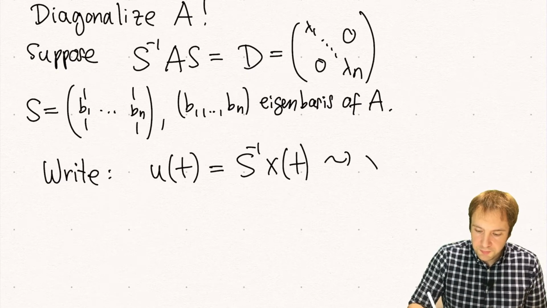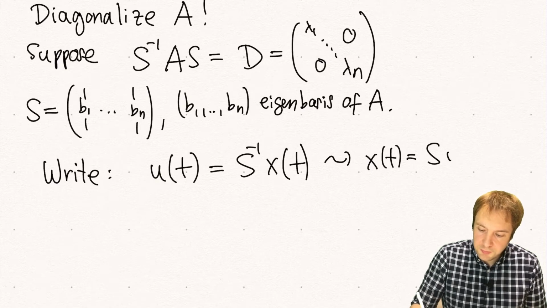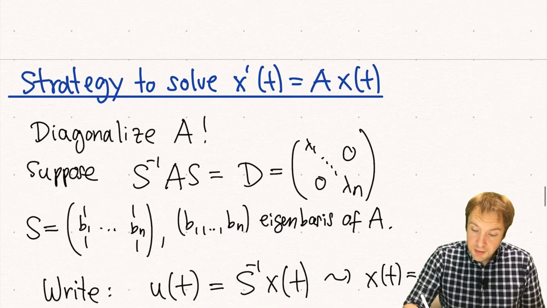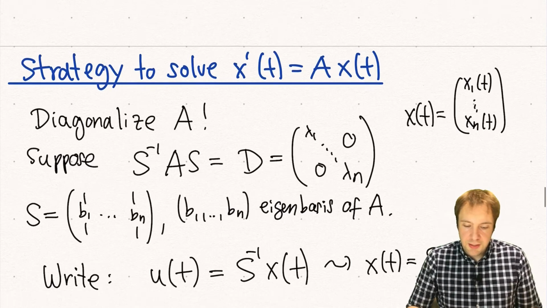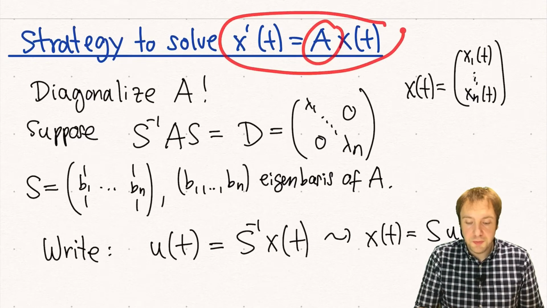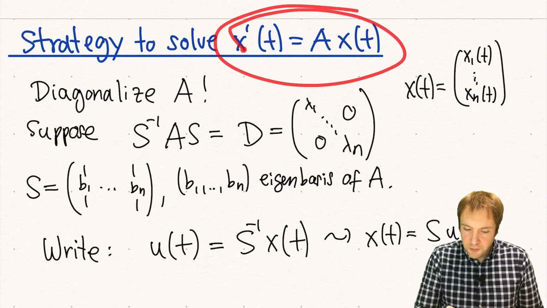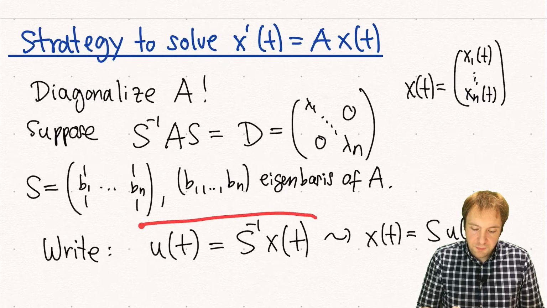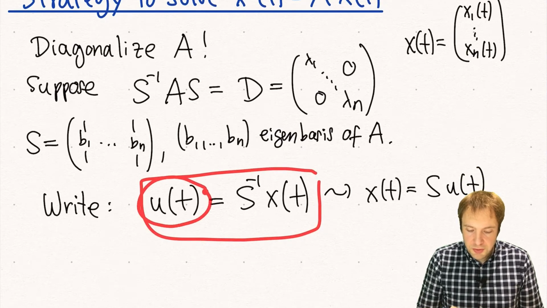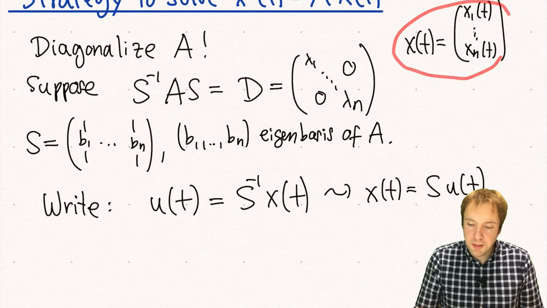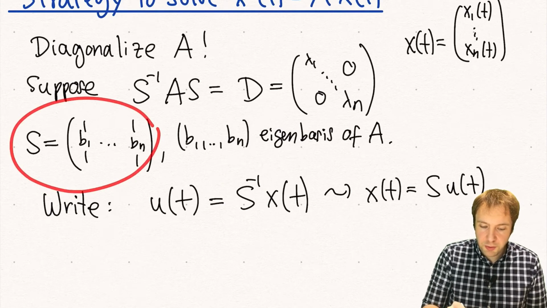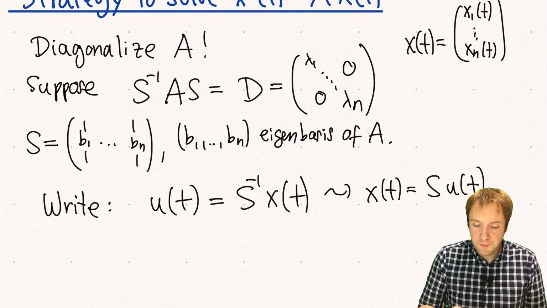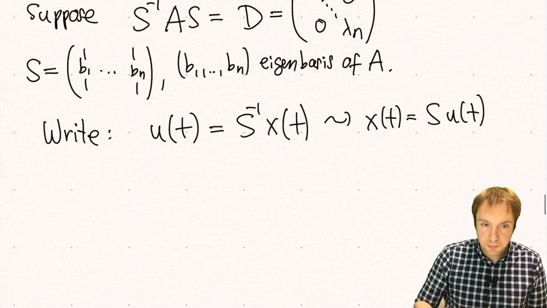So in other words, this vector x(t) is S times u(t). Again, x is a vector of functions, x1(t) up to xn(t). And we are given a matrix A, and we want to solve this equation here. Instead of solving this equation, we rewrite it: we consider u(t), which is given by multiplying this vector with the inverse of this matrix S. And this matrix S we can get from the matrix A by finding an eigenbasis of A.